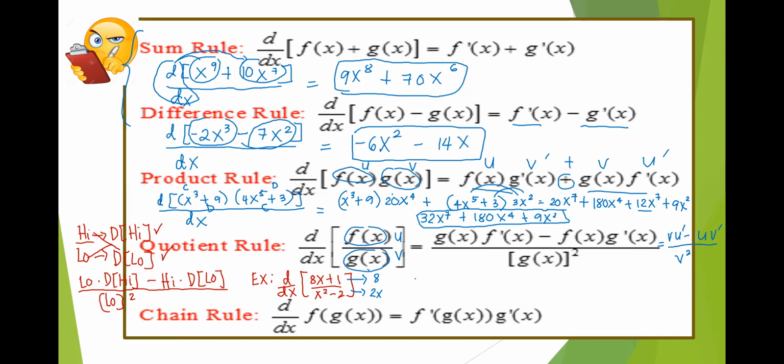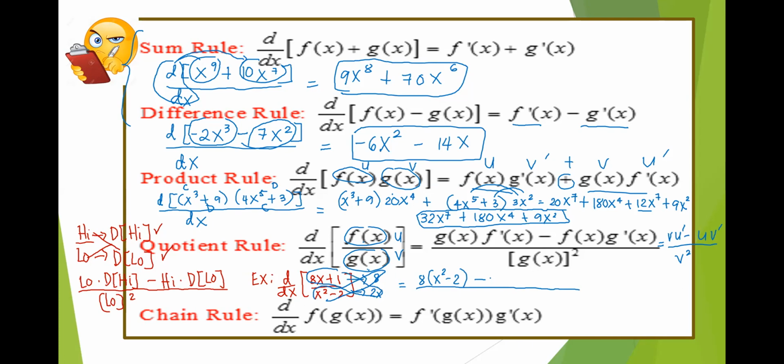So, recite natin sa mind natin yung ating formula, di ba? So, this is just part of our scratch work, itong 8 and 2x. Ito talaga yung derivative niya, no? Low d high is this product. Okay, that will be 8 times x squared minus 2 minus high d low.